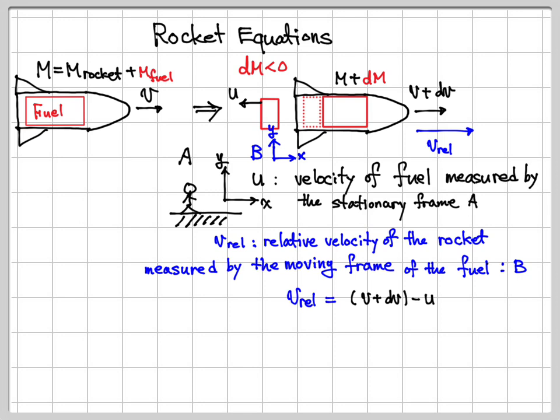In order to understand the v relative, let's use numbers. The new velocity of the rocket is, let's just say, 100 meters per second. The velocity of the fuel is negative 20 meters per second. Then v relative is 100 minus negative 20, which is positive 120 meters per second. That is the relative velocity of the rocket measured from the moving frame B.